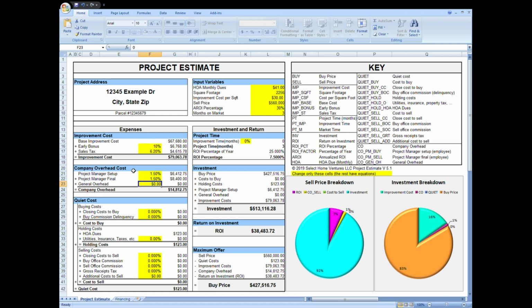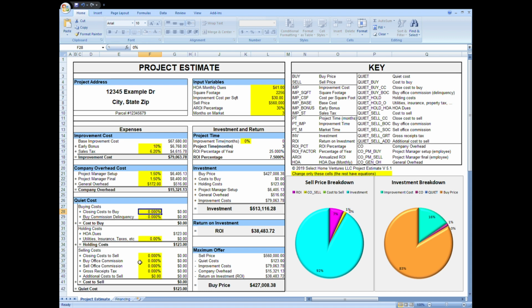The next input is general overhead. This is an average monthly company expense for ink, paper, city licenses, parking, insurance, etc. Our example is $172 per month.